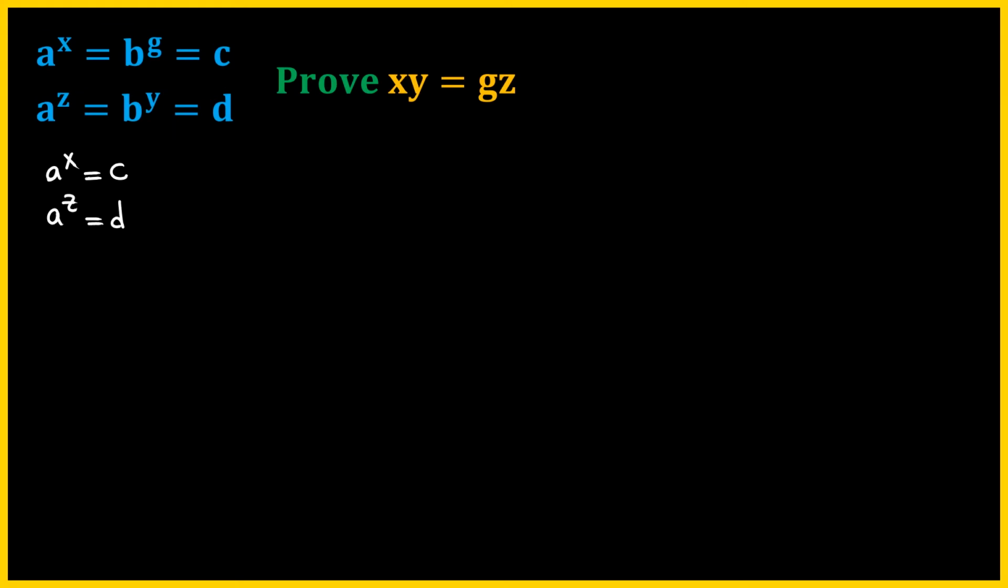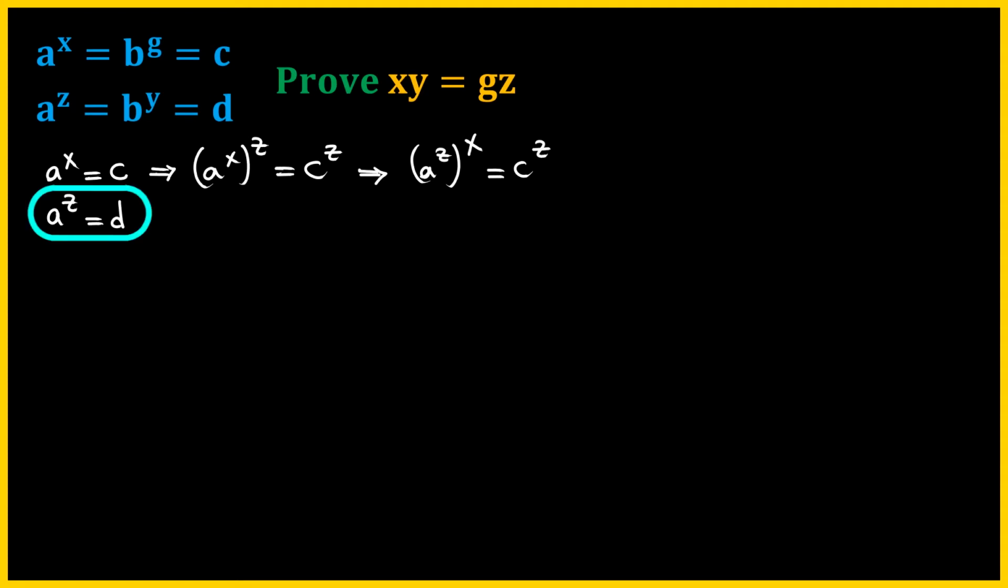So I'm going to go ahead and use these two equations to find d in terms of c. To do that, I'm going to raise both sides of the first equation to z. So we get a to the x raised to the z power equals c to the power of z. Then I can rewrite the left hand side as a to the z raised to x equals c to the z. Now based on this equation, we know that a to the z is d, so we can say d to the power of x equals c to the power of z.